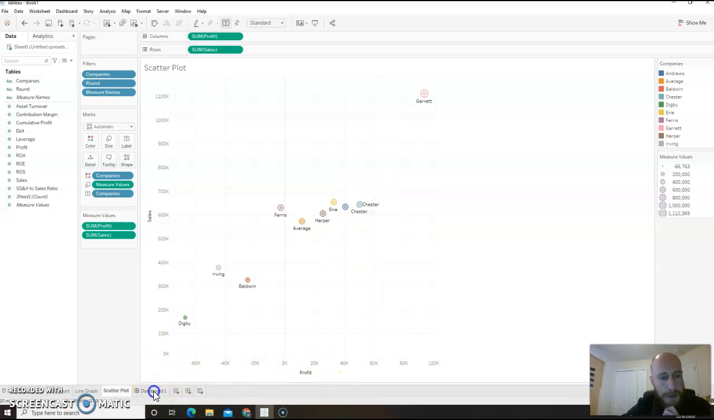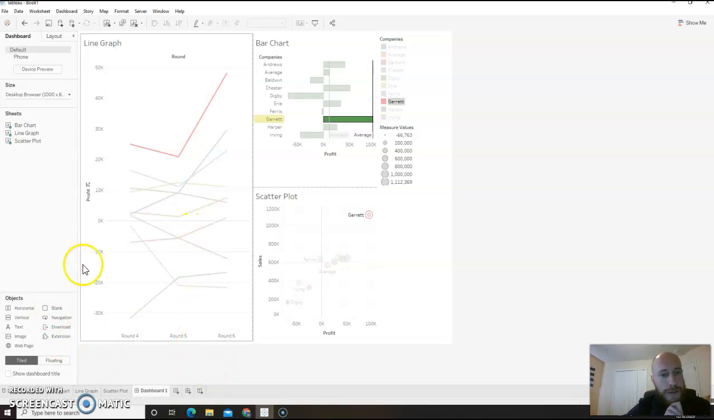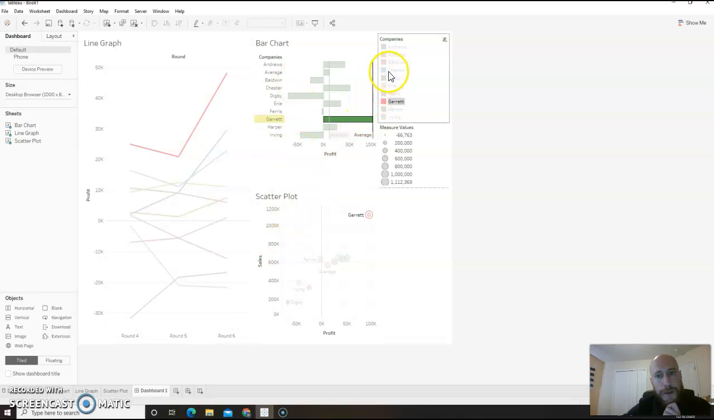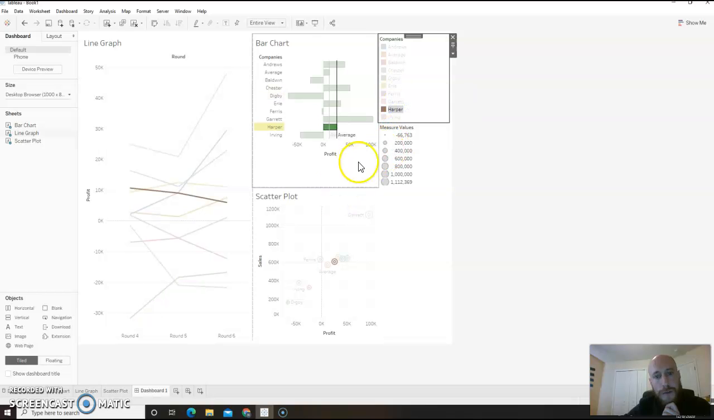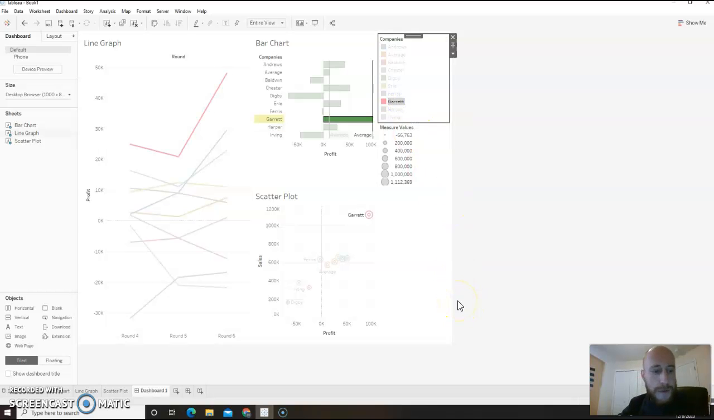And then, last but not least, we have our dashboard. Our dashboard is going to have our line graph, our bar chart, and our scatter plot. Over here you can pick which company you want to look at individually. So if you want to look at Harper, you can see that our profits have actually decreased. You could look at Baldwin, Digby, Erie, Garrett. That's pretty much my interactive dashboard.